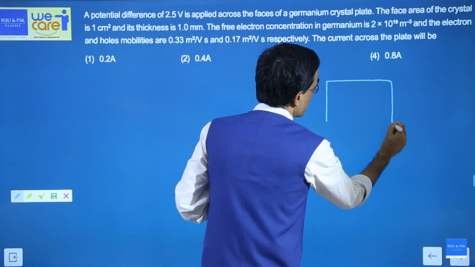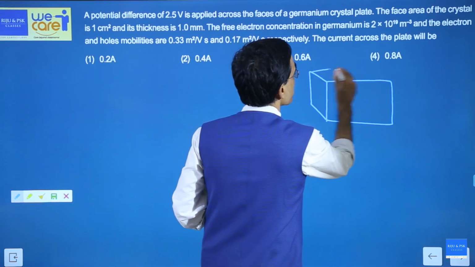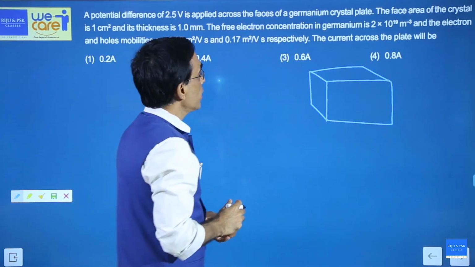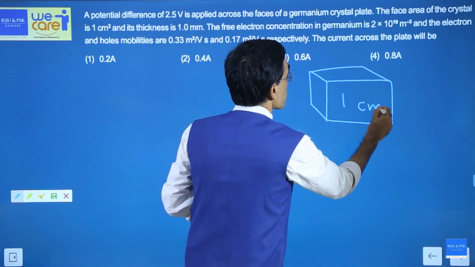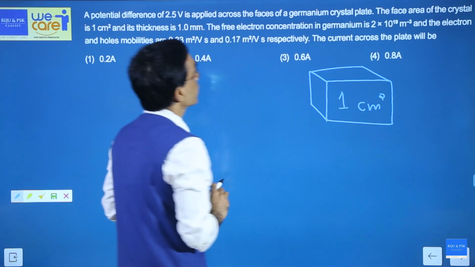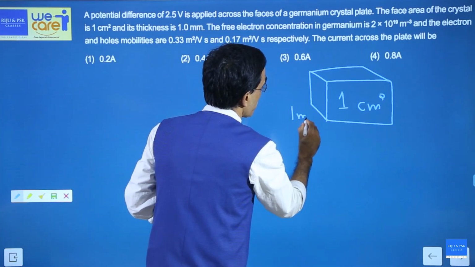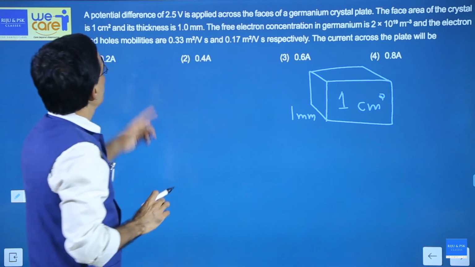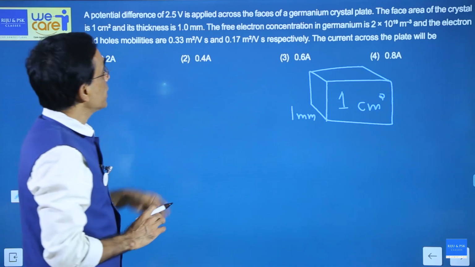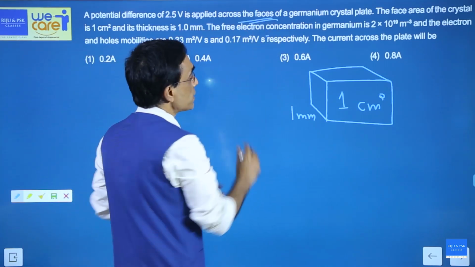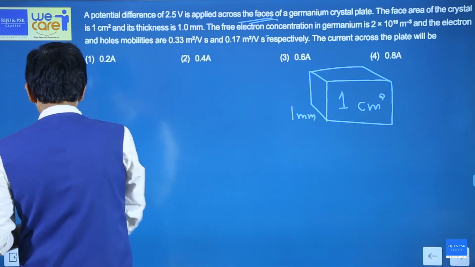This has nothing much to do with semiconductors. Consider that this is the semiconductor block. The face area here is given as 1 centimeter square. That is the area of this face. Now the thickness is 1 millimeter. A potential difference of 2.5 is applied. Where is it applied? Across the faces. Faces means this is one face and there is one face behind that one.